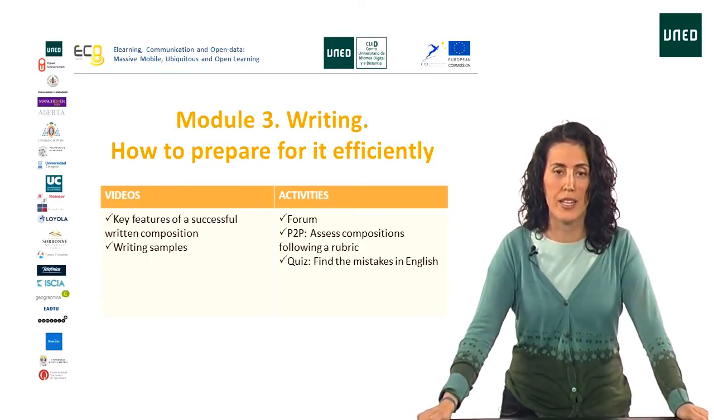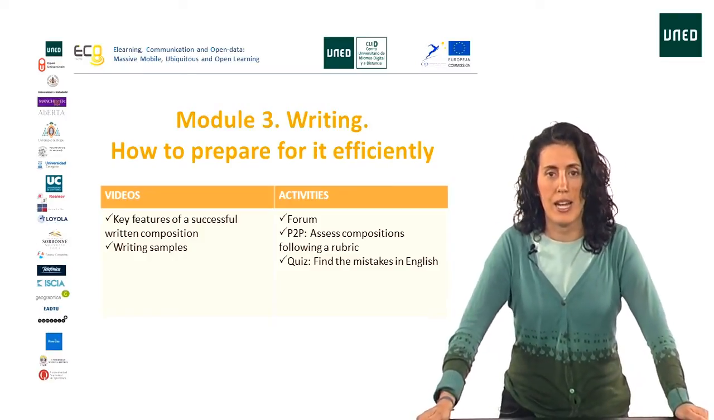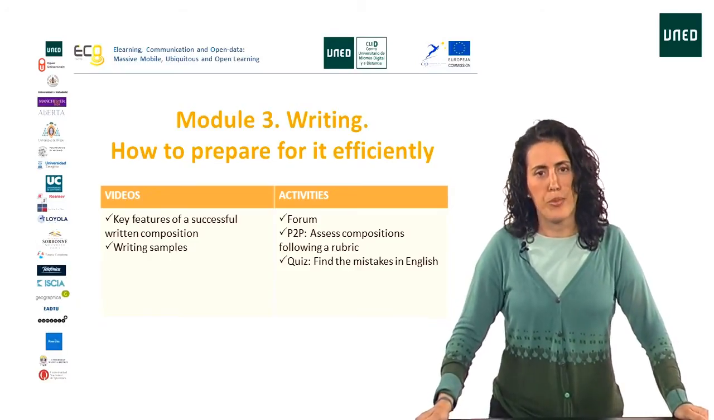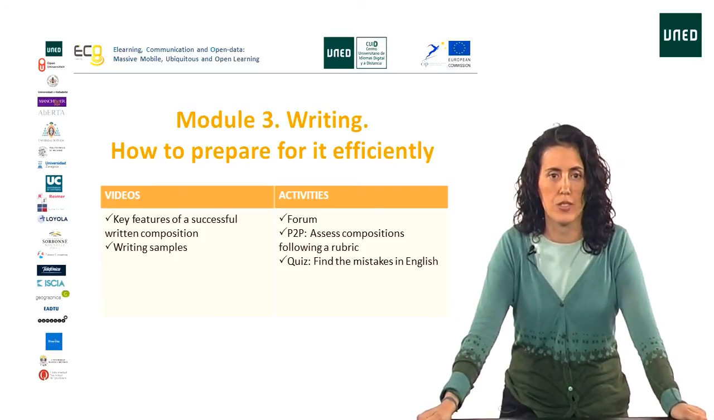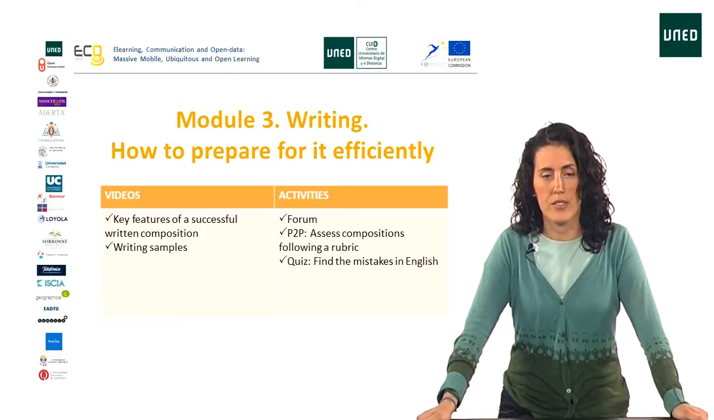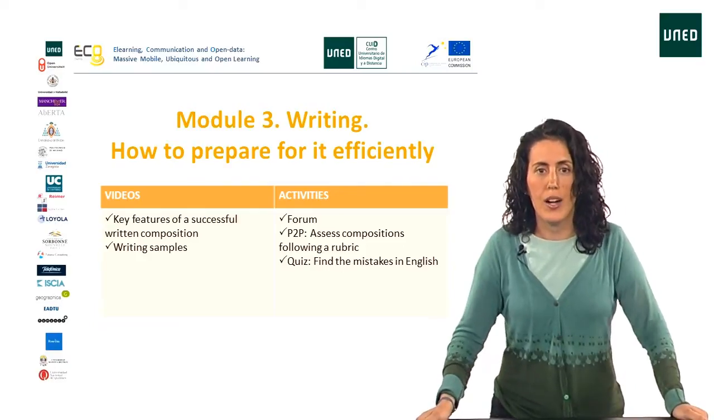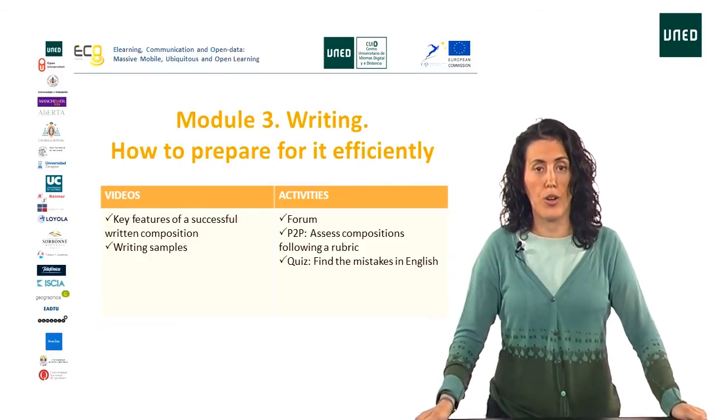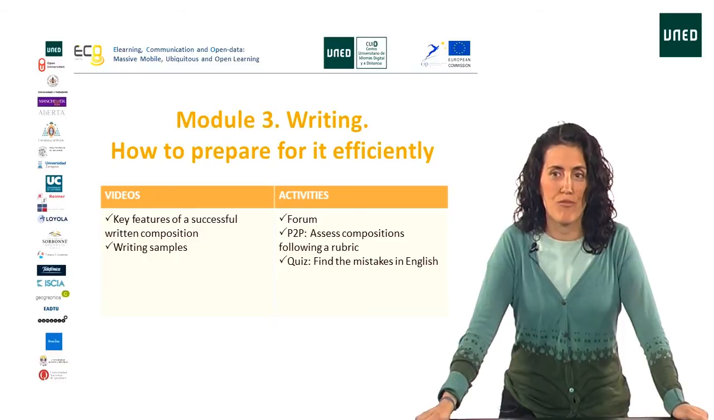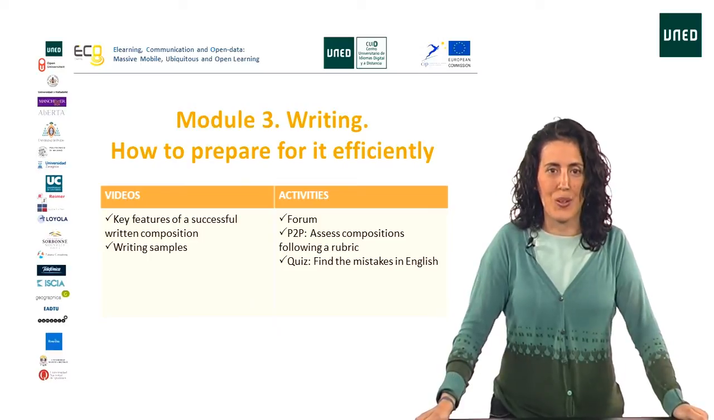Then in Module 3 we looked at written skills, but the productive one, the writing, and how we should prepare for it. Again, one of the video classes provided those important characteristics of a successful written composition. We looked at the writing process and the stages and how we can prepare for that, what we have to look at. And you have been given some examples of very good writing, of so-so writing, and of writing that really needs improvement. So then again, you had the forum to discuss all this.